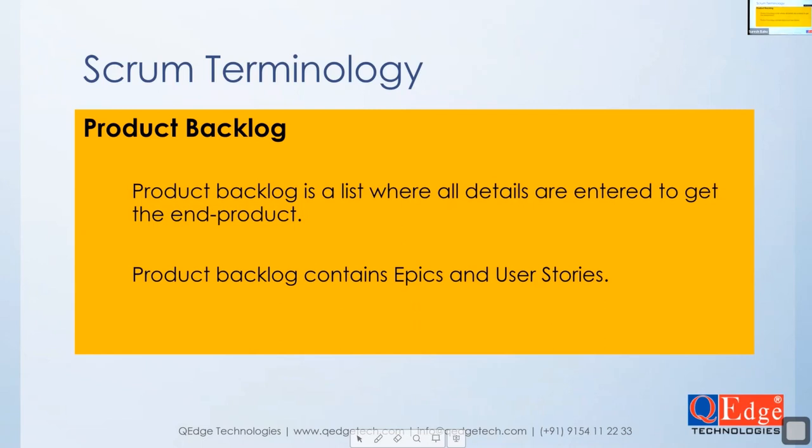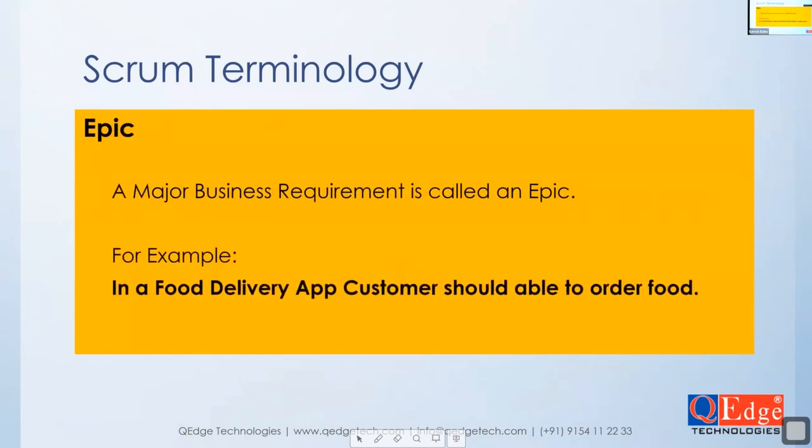Continuation. A product backlog contains epics and user stories. These are the terms used in Agile Scrum. In waterfall model terminology, we call them business requirements. We have 10 requirements to be implemented. The same person, in the Agile model, will say we have to implement 10 epics. Epics are nothing but requirements.